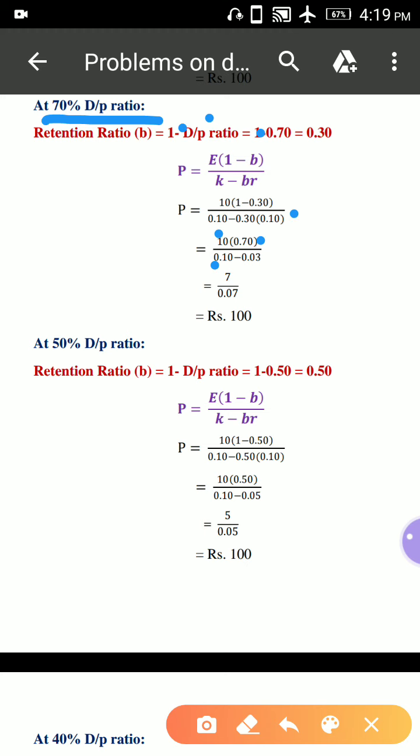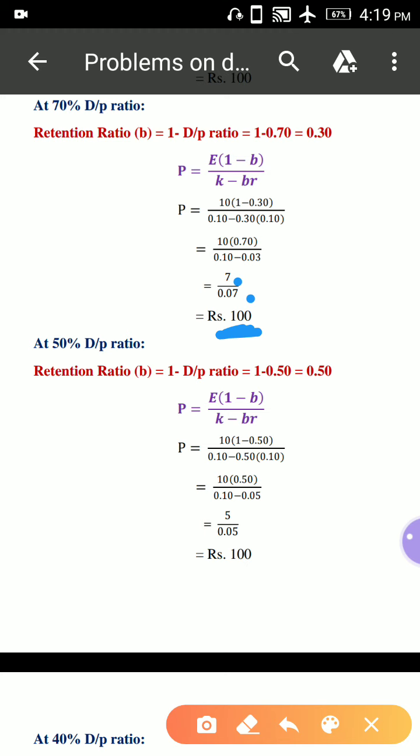0.30 into 0.10, that is equal to 0.03. Now here 10 into 0.70 is equal to 7, divided by 0.10 minus 0.03, that is equal to 0.07. Now 7 divided by 0.07 is equal to rupees 100. So at 70% dividend payout ratio, the market price of the share is rupees 100.